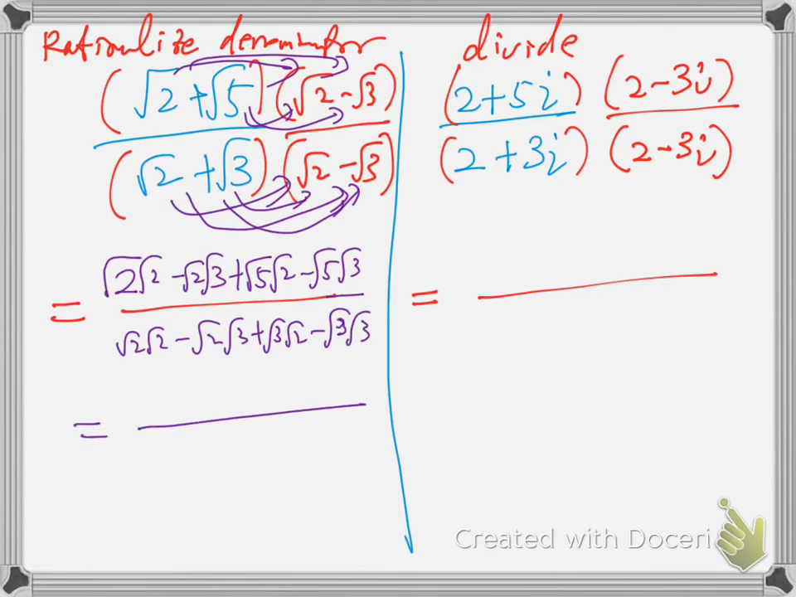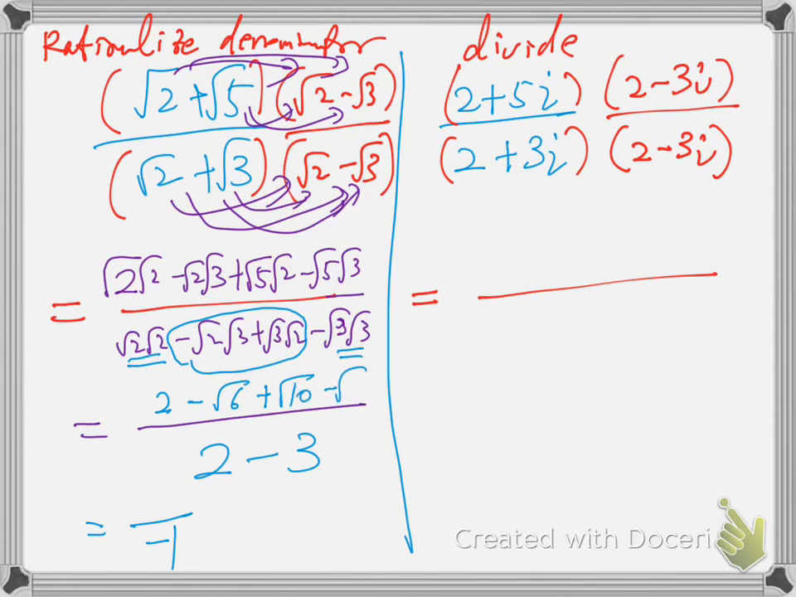Now let's simplify. Let's look at the denominator. They cancel because they are both radical 6: positive radical 6 minus negative radical 6 cancel. This is 2, this is 3, so we got 2 minus 3. The denominator is negative 1. For the numerator, the first term is 2, minus radical 6, plus radical 10, minus radical 15.